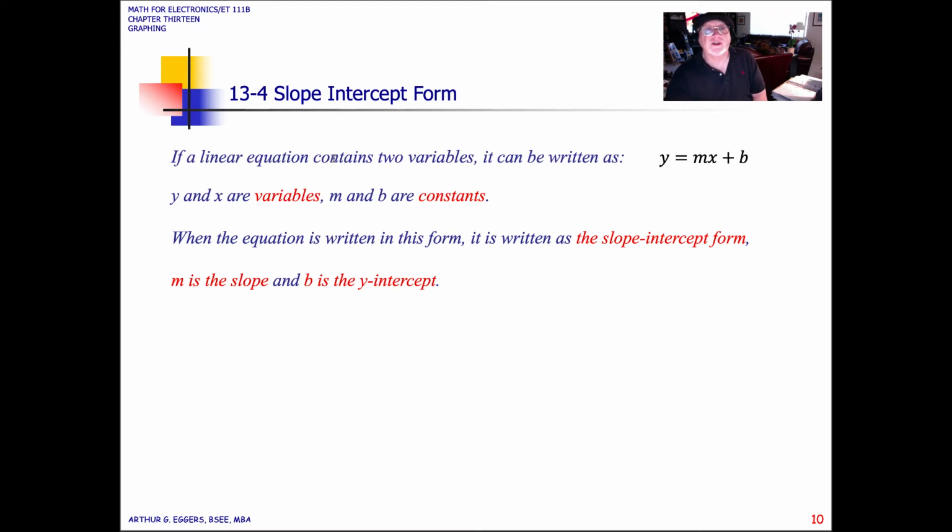If a linear equation contains 2 variables, then we can write it as y equals mx plus b. Y equals mx plus b is our standard equation of the line. Y and x are the variables, m and b are the constants. Looking at that equation of the line, if we have x and y as our variables, m must be characterized as something and b must be characterized as something. By definition, m is the slope of the line, and b is the y-intercept.